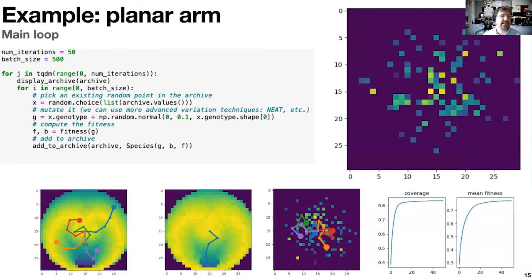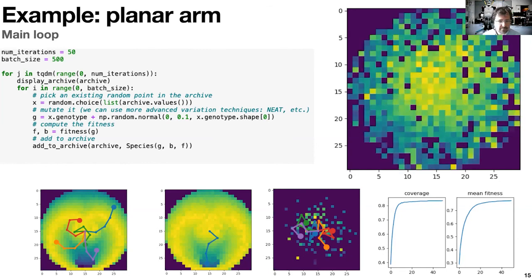So now we can run MAP-Elites. As I said, it's a very, very simple algorithm. We do a loop. We do batches just for our visualization, but we don't need to do batches here. We pick a random individual from the current archive. We add some mutations. In that case, it's just some normal noise: we take some Gaussian noise around the current solution. We compute the fitness, and then we try to add it to the archive.